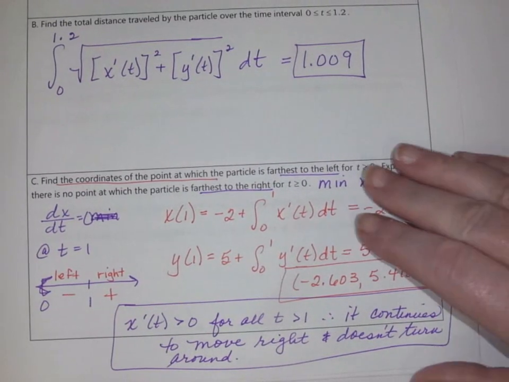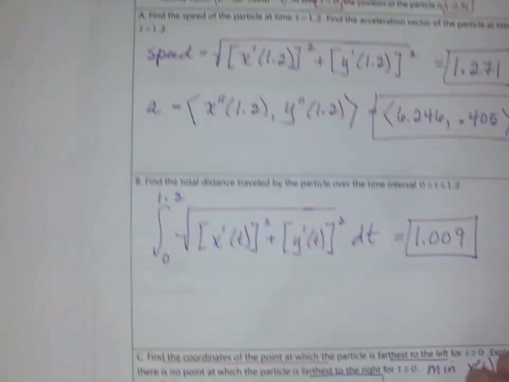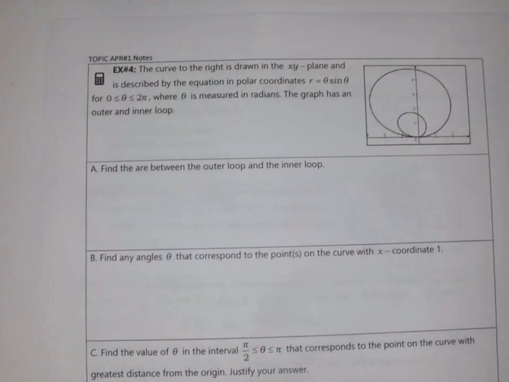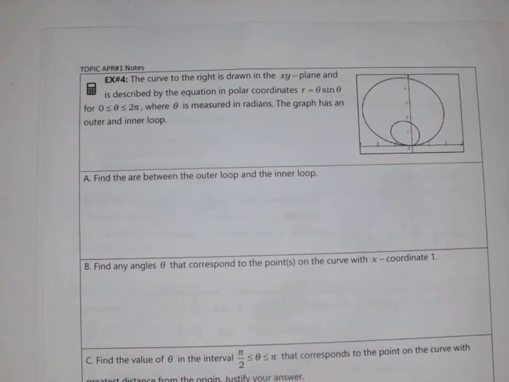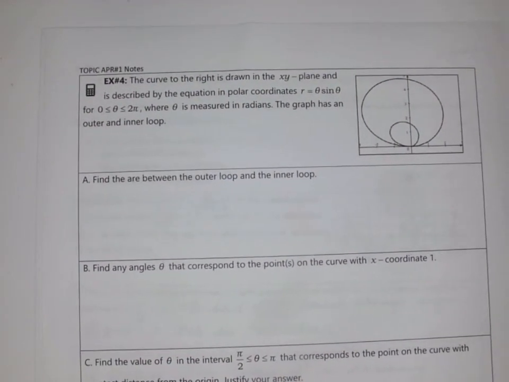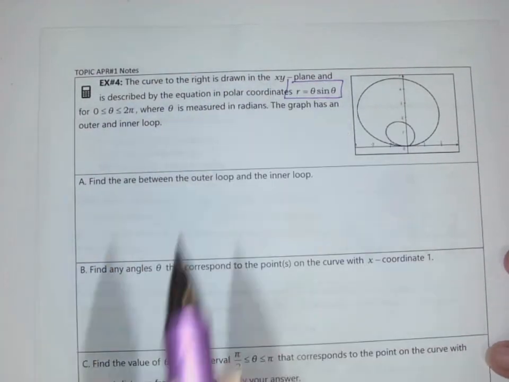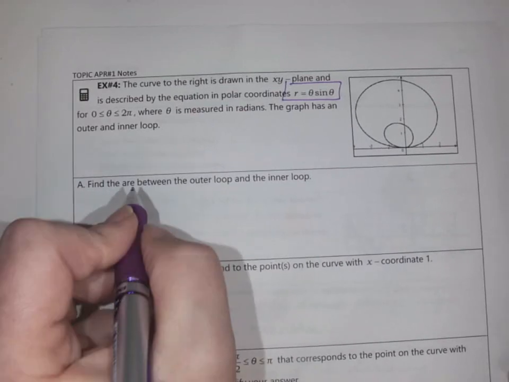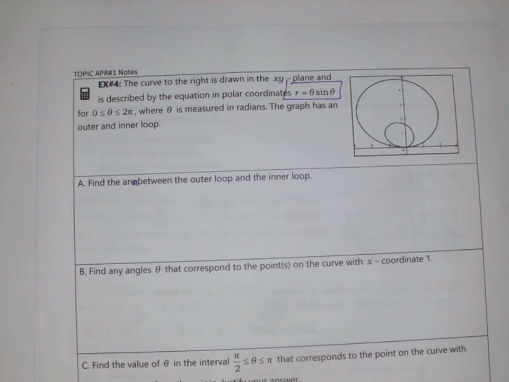Now, the next one we're going to look at is polar. We're still going to use our calculator. It says the curve to the right is drawn in the xy plane and is described by the polar equation r equals theta sine theta for 0 to 2 pi, where theta is measured in radians. The graph has an outer and an inner loop. Find the area between the outer loop and the inner loop. Like with everything, we're going to figure out where the inner loop begins, and we're going to integrate.